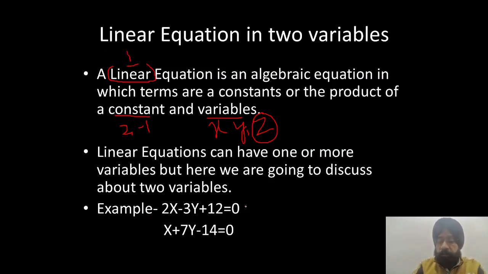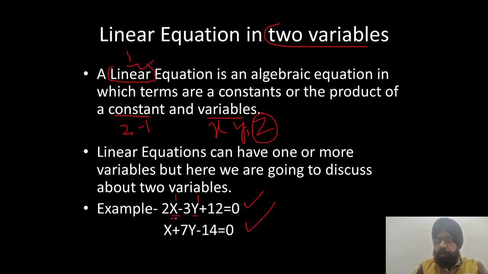For example, here I'm going to mention two examples. 2x minus 3y plus 12 equal to 0. Here you can see the degree of the variable. We are using the variable x, its degree, meaning its power, is 1. Same for 3y. For variable y, its degree is also 1. Therefore, this is a linear equation. If the variable's power is 1, we refer to it as a linear equation. And for class 10th, we are only going to talk about two variables.